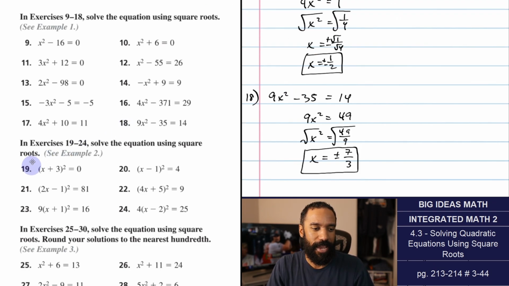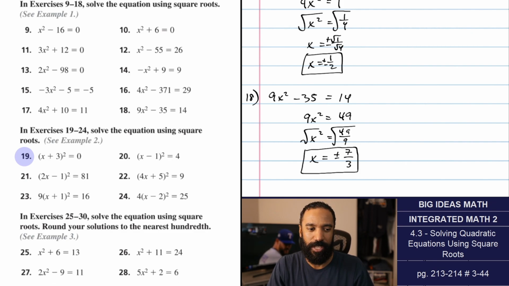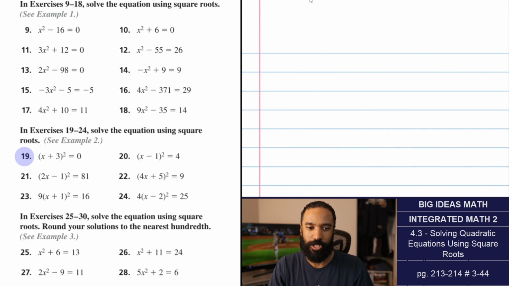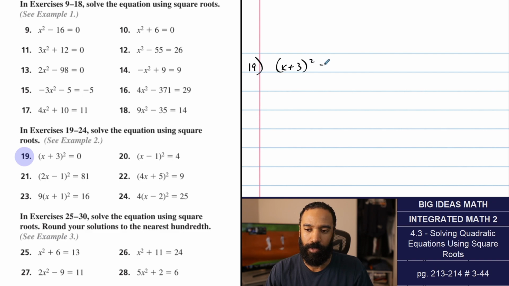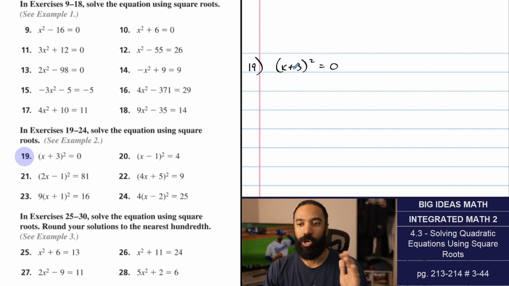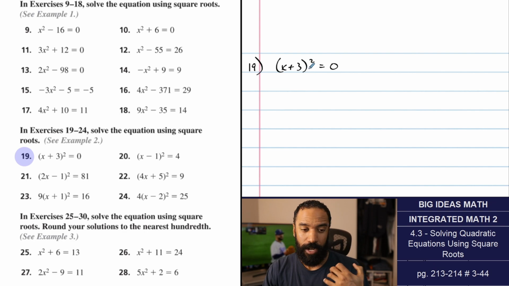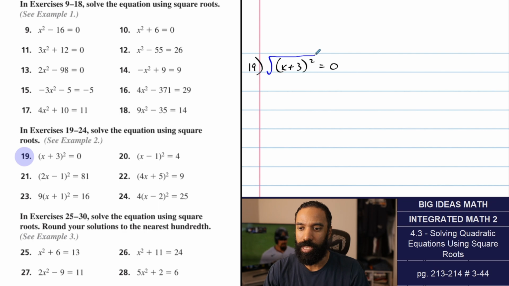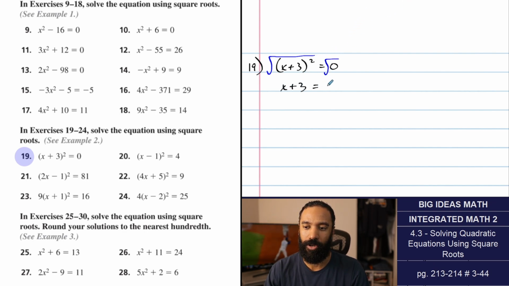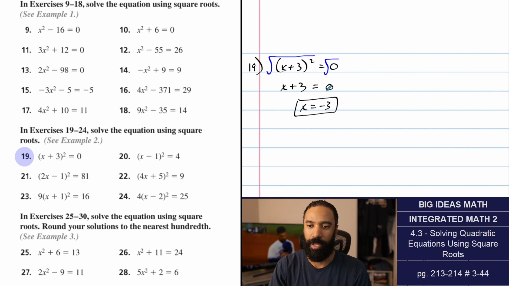All right, that is numbers 9 through 18. Let's keep proceeding forward. Let's look at numbers 19 to 24, solving using square roots. This is a problem set where x plus 3 squared equals 0. We just want the quantity that is squared to be isolated, and we are very much in that form right now. So it is from here that we would love to take the square root of both sides. This is where you are just left with x plus 3 as a whole, and that equals 0. There's no plus or minus involved. Subtract 3 from both sides, we get x equals negative 3.